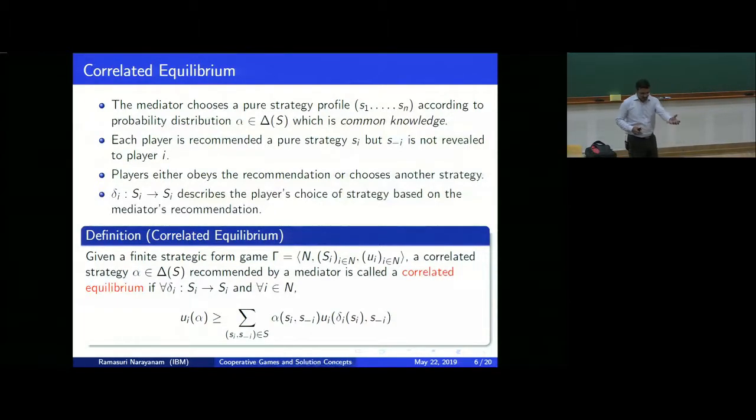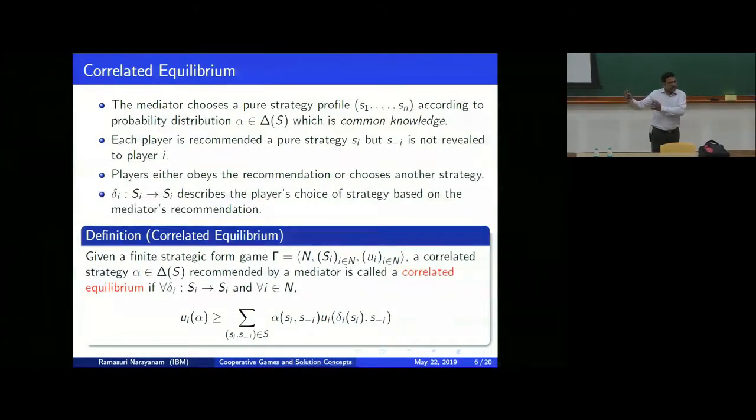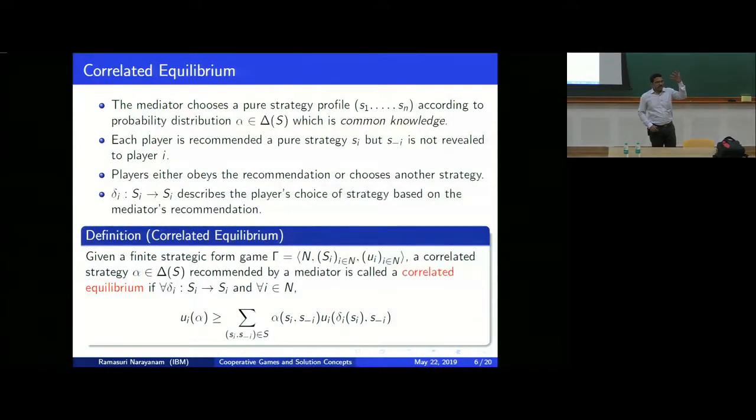So you take the correlated strategy, which is nothing but a probability distribution over the strategy profiles, right? As per that distribution, he randomly picks one such profile. Profile meaning that it consists of strategies for all the players, and then prescribes, okay, this is your strategy, this is your strategy, like that.